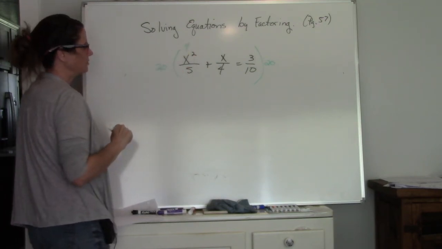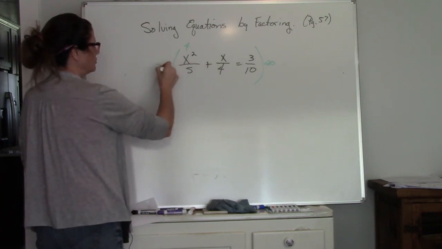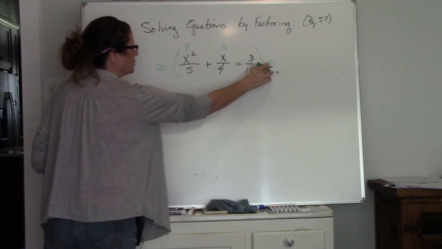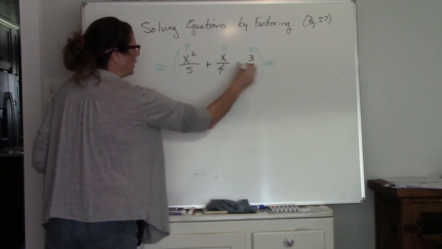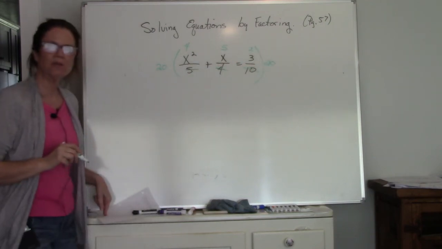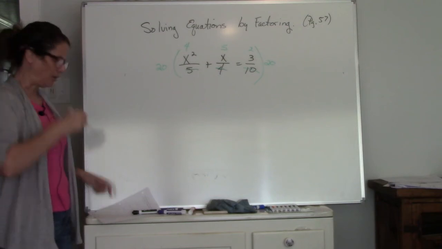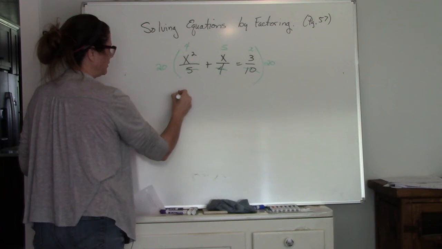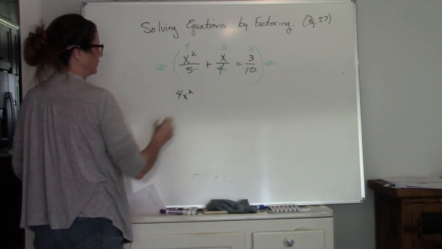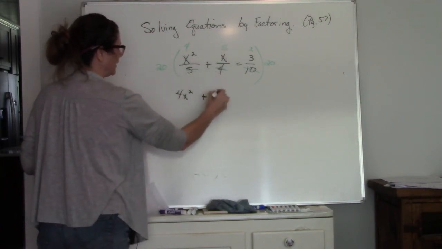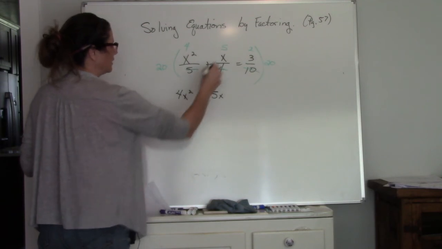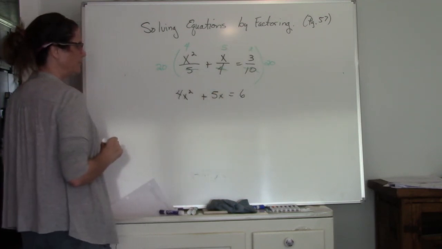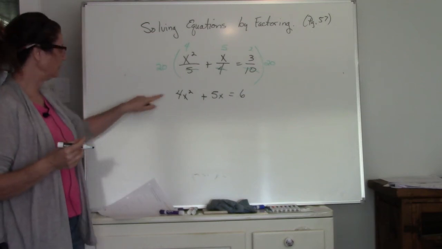I write my answer above. 4 goes into 20 5 times. Write my answer above. 10 goes into 20 twice. What I just did is I eliminated the denominator, and now I can multiply. So 4 times x squared is 4x squared, plus 5 times x is 5x, equals 2 times 3 is 6. Okay? So now I have a trinomial.